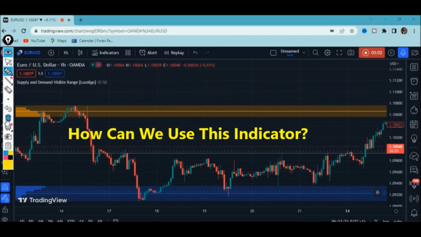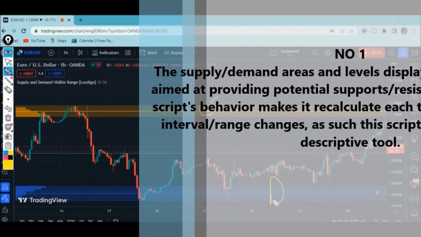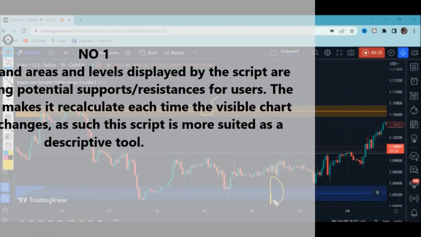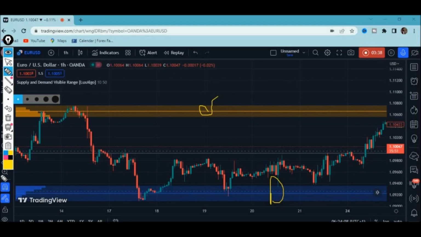Okay, so what is the usage of this indicator? Remember, I've told you this is our supply zone and this is our demand zone over here. So usage number one: the supply and demand areas or levels displayed by the script are aimed at providing potential support and resistance for users. The script behavior makes it recalculate each time the visible chart interval or range changes. So basically, when you see supply and demand zones, this indicator is aiming to provide us with support and resistance, meaning these are zones you're supposed to pay attention to. It can work as our point of interest. And remember, we can use support and resistance zones as our target points.